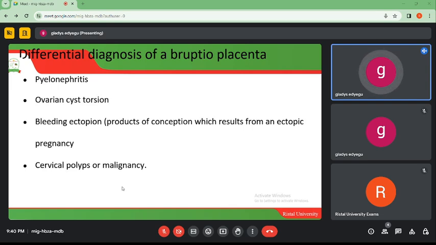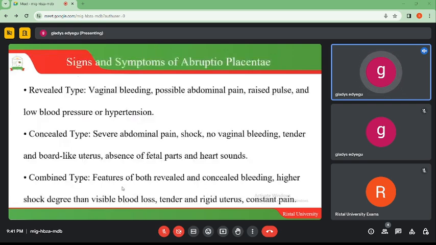Then pyelonephritis, ovarian cyst torsion, bleeding ectropion, and then cervical polyps or malignancies can cause bleeding, and when you don't examine this and do the necessary investigations, it can be mistaken as abruptio placenta.